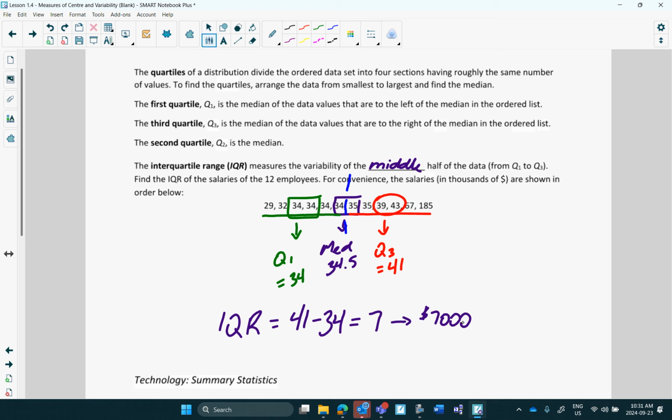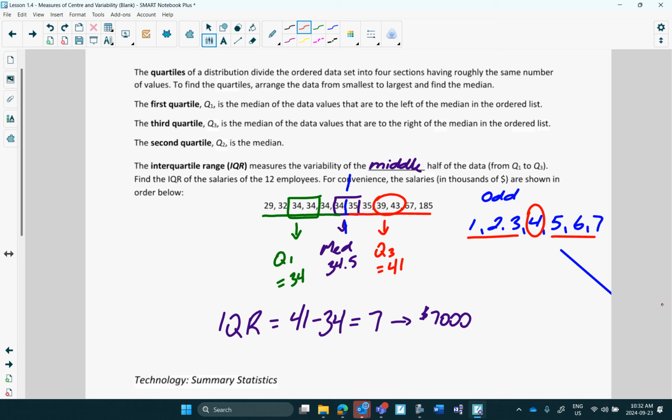So yeah, you have to find the middle, and from there you have to find. But what happens if it was an odd set of data? So let's say you had 1, 2, 4, 5, 6, 7. This would be the middle. There's only 1. So I don't include it when I calculate Q1 and Q3, because that's an actual value.